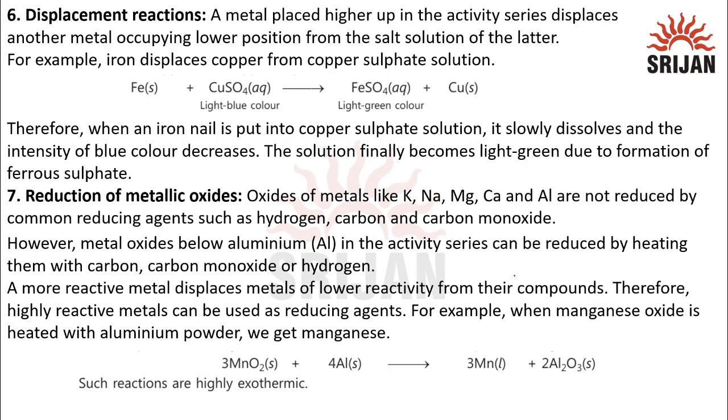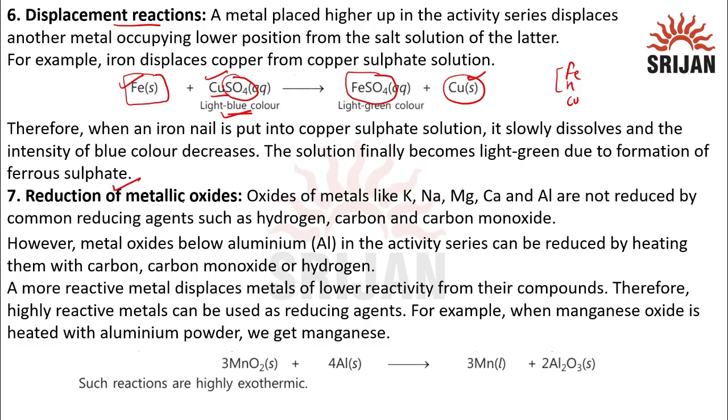Now the sixth property is the displacement reaction. The position of the metals in the reactivity series describes this process. The more reactive metal will displace the less reactive metal from its salt. You can see the example, iron is displacing copper from copper sulfate salt to form iron sulfate, which is greenish in color, while the copper sulfate is blue in color, and copper metal is released in pure form. This is because iron is present above copper in the reactivity series. That means iron is more reactive than copper, that's why it easily displaces copper from its salt.